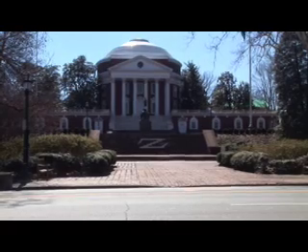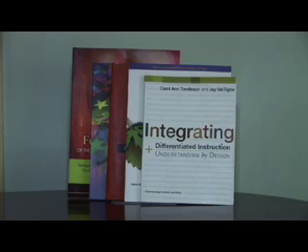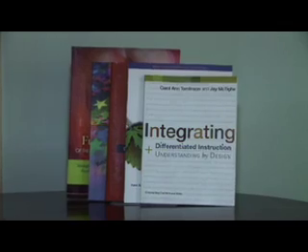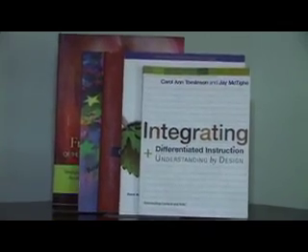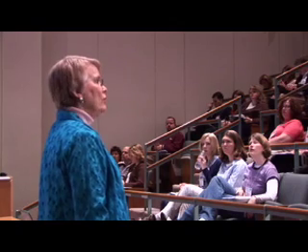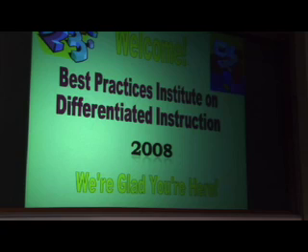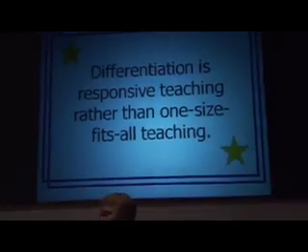One of the foremost experts in differentiation is Dr. Carol Ann Tomlinson, author and professor of education at the University of Virginia's Curry School of Education. Dr. Tomlinson has written numerous books and articles on the subject of differentiation and regularly presents at conferences worldwide. Recently, Dr. Tomlinson led a 3-day Best Practices Institute in Differentiation for teachers on the campus of the University of Virginia.